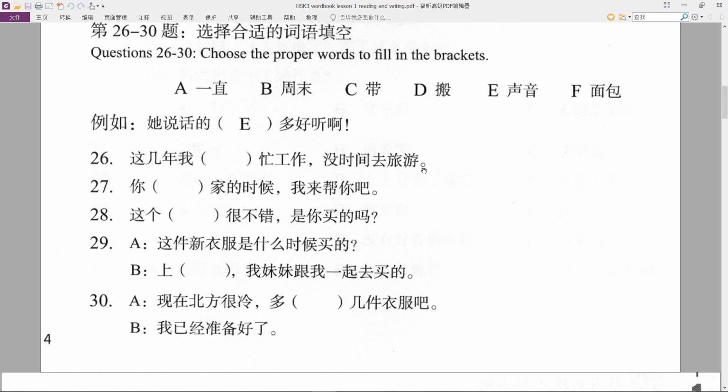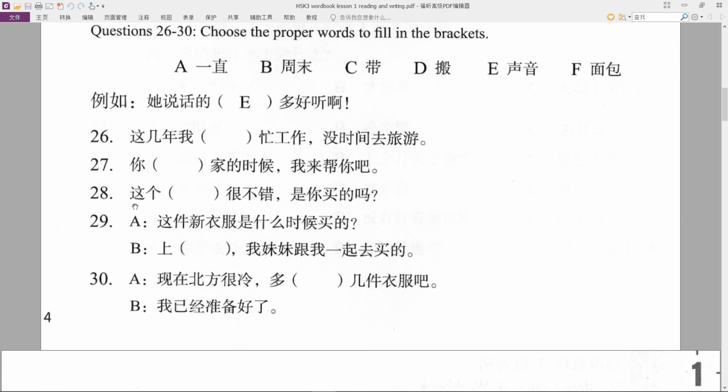So, we should choose... Which one? We should choose A here. 我一直忙工作. I busy with work all the time. 一直忙工作. So here, 26, we should choose A. 27. 你搬家的时候我来帮你吧. So 家, home. 的时候, when. So when you do something with your home, 我来帮你吧。I come to help you, suggest, should I come to help you? It's quite clear we only can use 搬家. 搬家 is a word, move house. So when you move house, 你搬家的时候,我来帮你吧。I come help you.